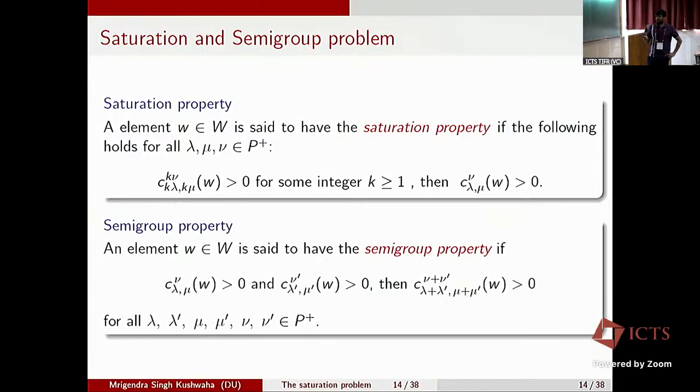And we can define the semi-group property. An element W is said to have the semi-group property if, again, this holds for all lambda, mu, nu: if C^{lambda, mu, nu}_W is positive and C^{lambda', mu', nu'}_W is positive, then the addition, C^{lambda+lambda', mu+mu', nu+nu'}_W, is also positive. Okay, so we will see which elements have these saturation and semi-group properties.